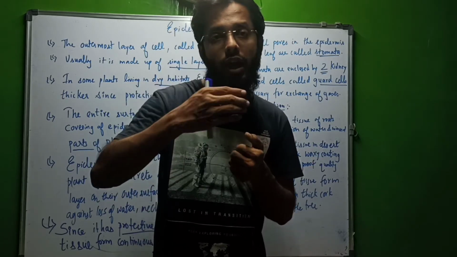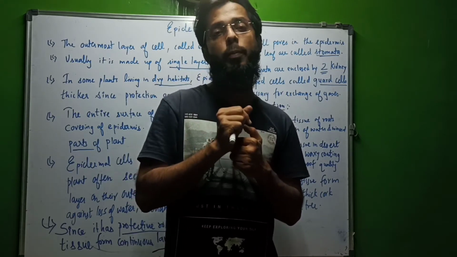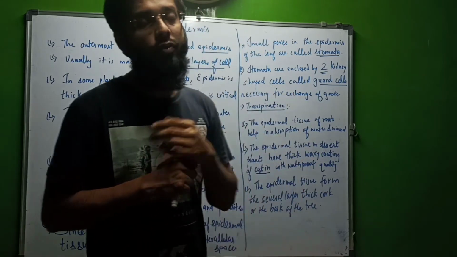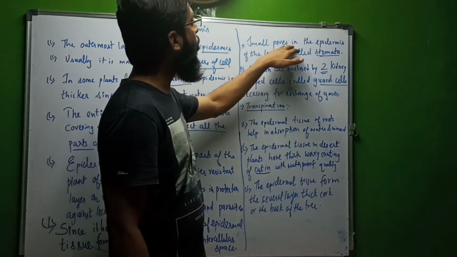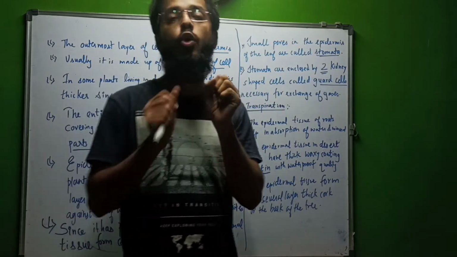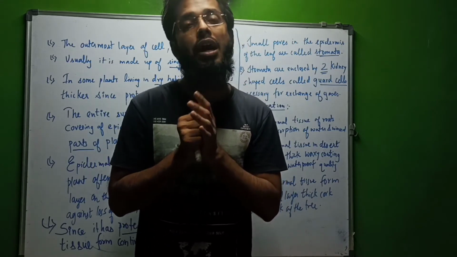This exchange occurs from the small pores, and these small pores are known as stomata, which are present on the epidermis layer of the leaf of plants. The small pores in the epidermis of the leaf are known as stomata. और स्टोमेटा की ओपनिंग क्लोजिंग अगर आपने पढ़ी होगी सेल चैप्टर में, it is due to the guard cells.